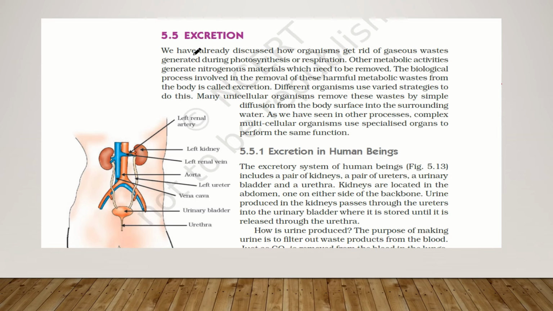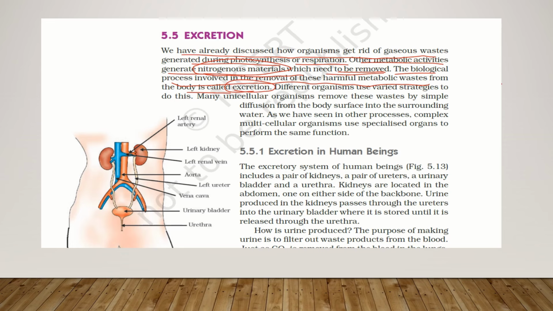Now we have already discussed how organisms are getting rid of gaseous waste during photosynthesis or respiration. Now other metabolic activities generate nitrogenous materials which need to be removed from our body, as these nitrogenous materials are very toxic or harmful for our body cells. We need to remove them from our body. So the biological process involved in the removal of these harmful metabolic wastes from the body is called excretion.